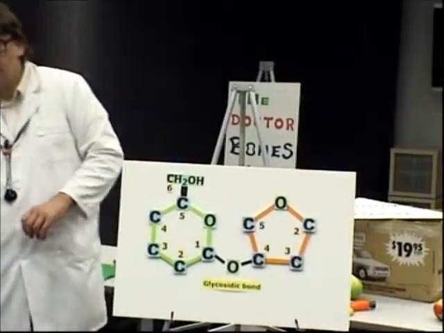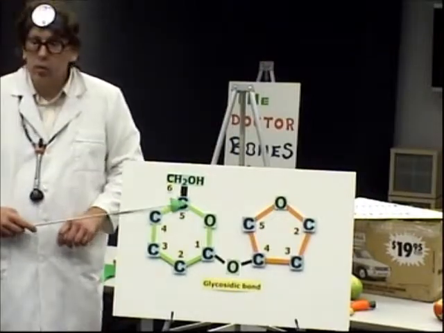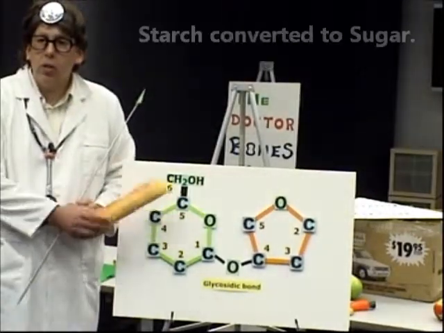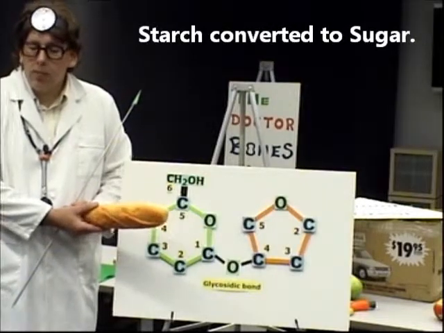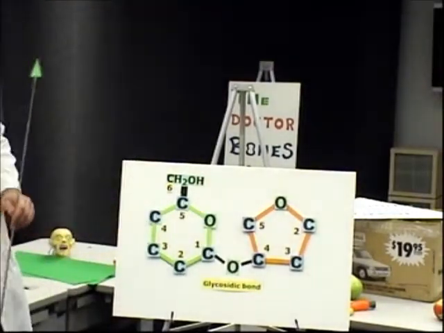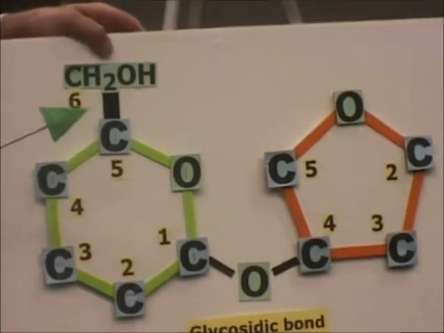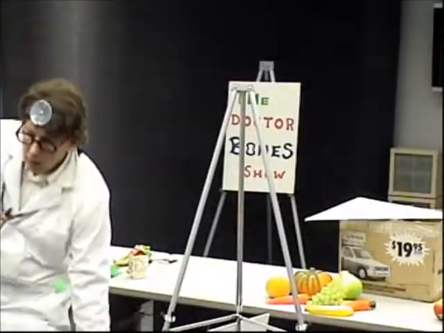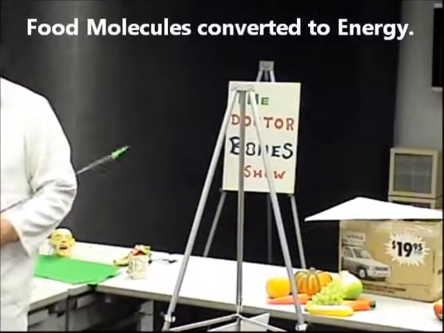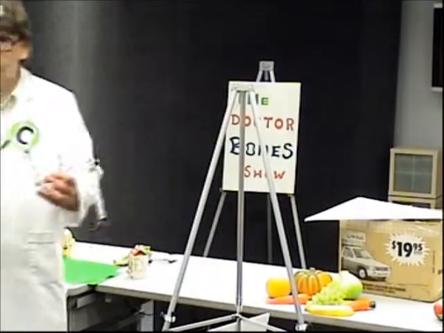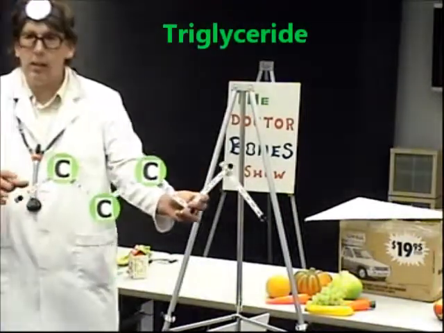All right, so sugars, of course, can come from a variety of foods. Starch, right, can be converted into sugar, and all kinds of fruits and vegetables are useful for getting sugar. What about other molecules that are important? Well, we need more energy molecules. Fats are certainly the highest energy source. A fat molecule is called a triglyceride.